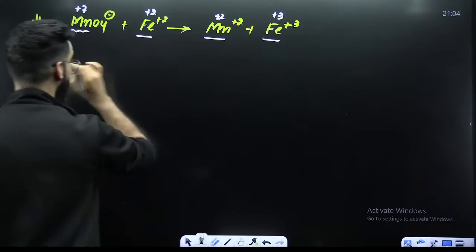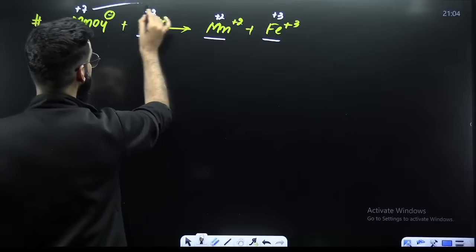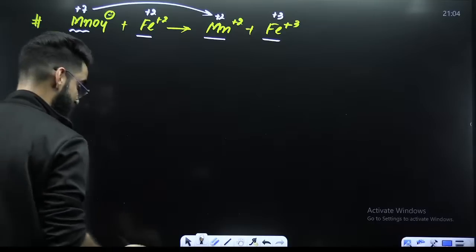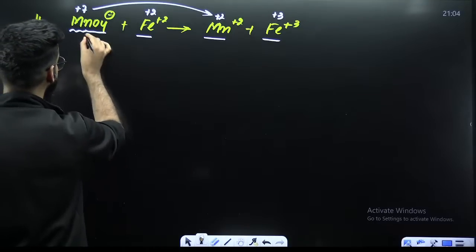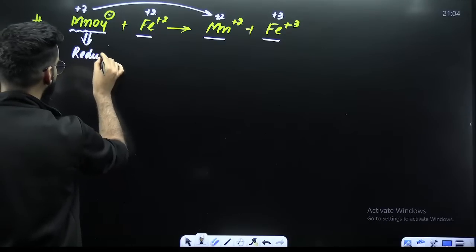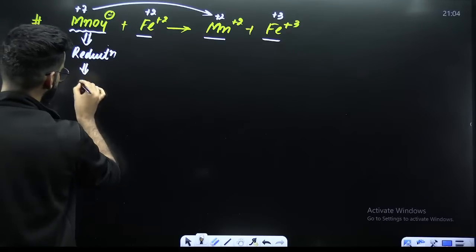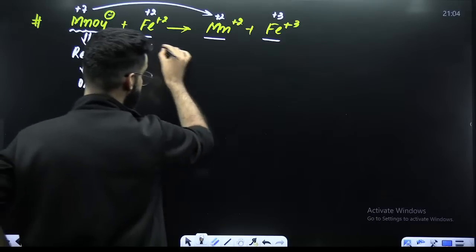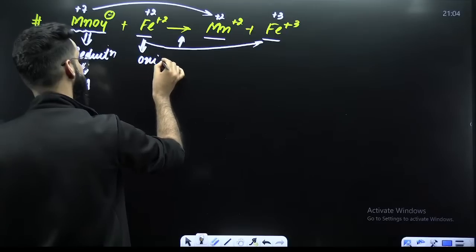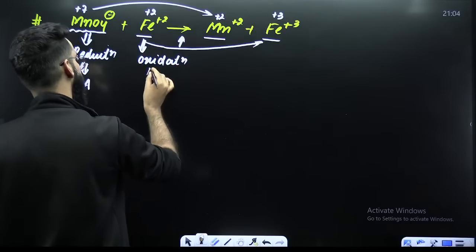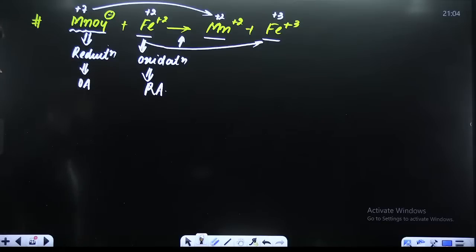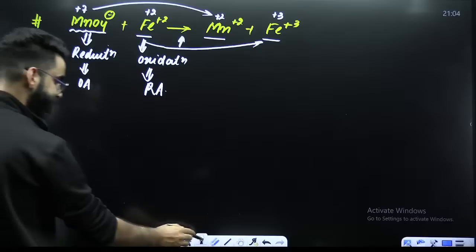Now what is happening? Manganese is undergoing a change in oxidation state from +7 to +2. Decrease in the oxidation state is something which you call reduction. So this MnO4- is undergoing reduction over here. The one that undergoes reduction is my oxidizing agent. +2 to +3 is an increase in the oxidation state, which we call oxidation. So this Fe2+ is undergoing oxidation. The one that undergoes oxidation will be your reducing agent. So this is your reducing agent.